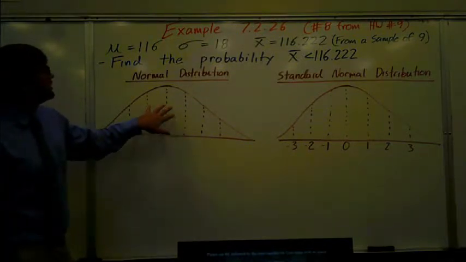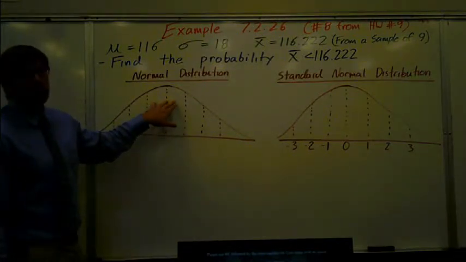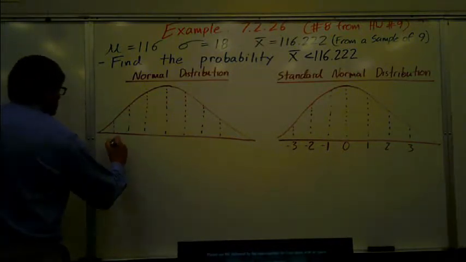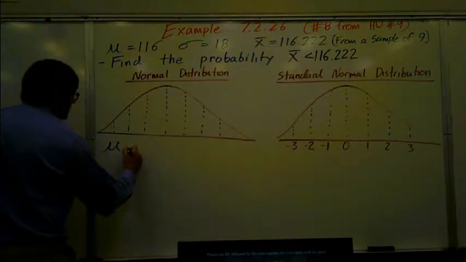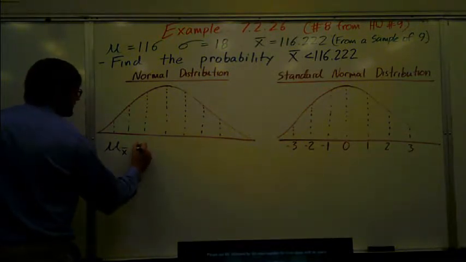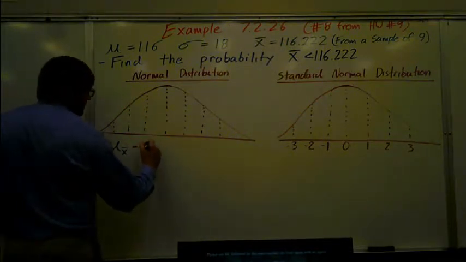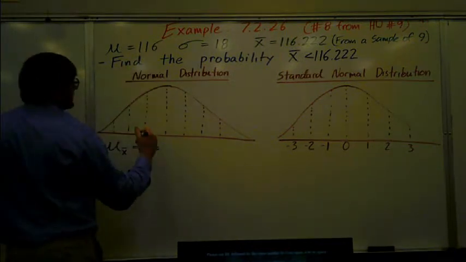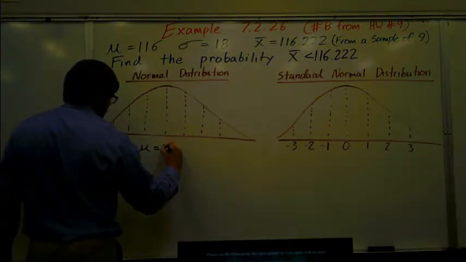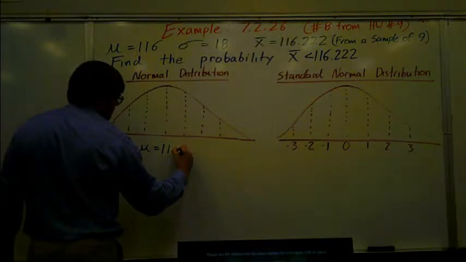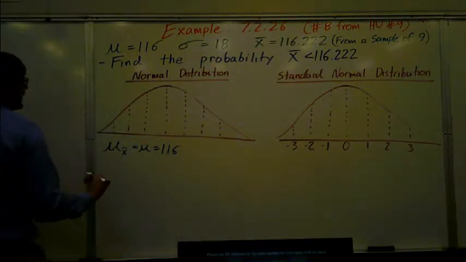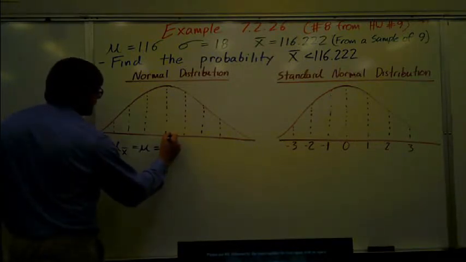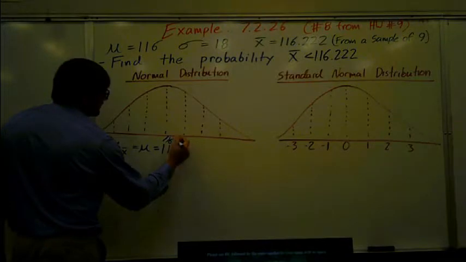So first thing I want to do is just show the normal distribution relating to this situation here. So of course, the mean of our sample mean is going to be equal to the population mean, which in this case is 116. Now, that means that 116 is going to go right here, right in the middle.